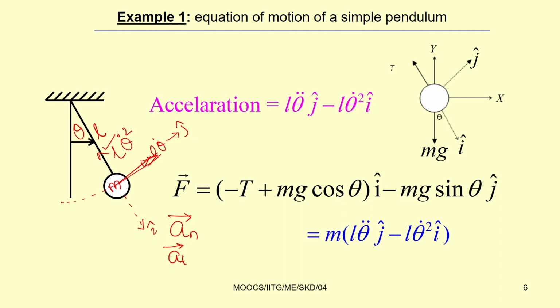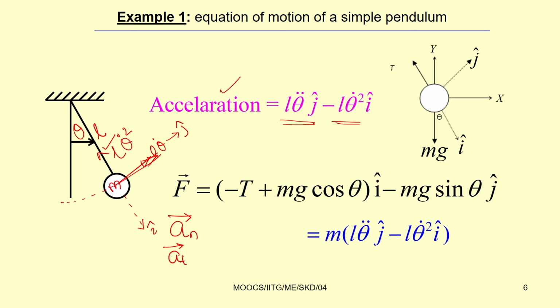Then we can write this acceleration in vector form as L theta double dot j, that is tangential, minus L theta dot square i, as we have taken the i direction in the downward direction. L theta dot square will be opposite to the i direction. So the acceleration is L theta double dot j minus L theta dot square i.